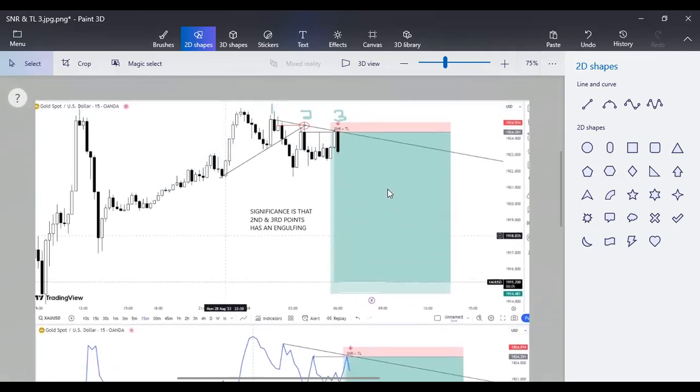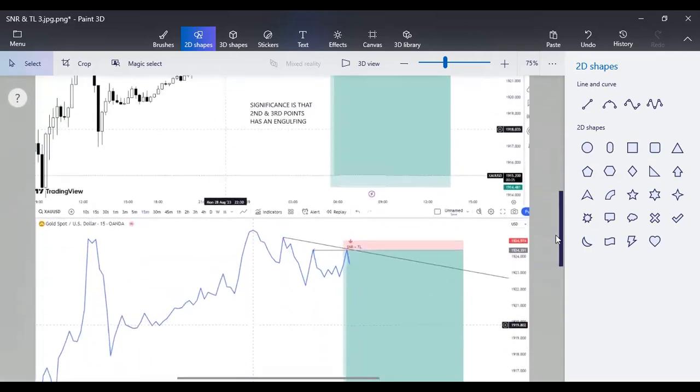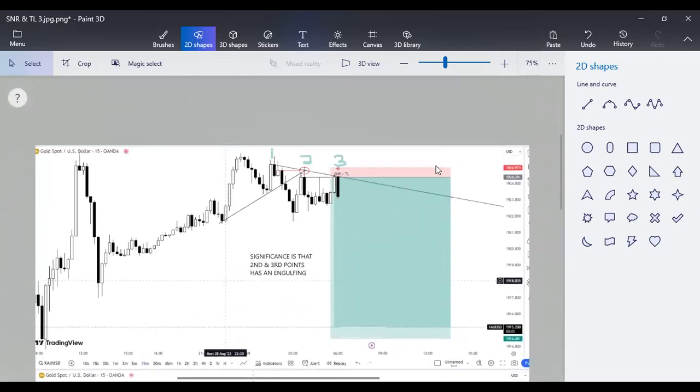So the significant thing here is that at least the first and second must be an engulfing. You have to have an engulfing here. After the second one, the price goes back into the zone. The third one, price goes back into the zone. So that's why you have a very huge drop there after the last engulfing part, right?